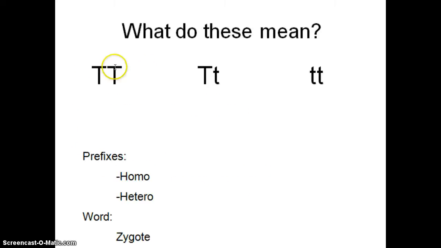So what do these mean? Two capital T's again would be homozygous, homo meaning same, homozygous dominant. Here we have heterozygous, and this would be homozygous, homo meaning same, homozygous recessive.